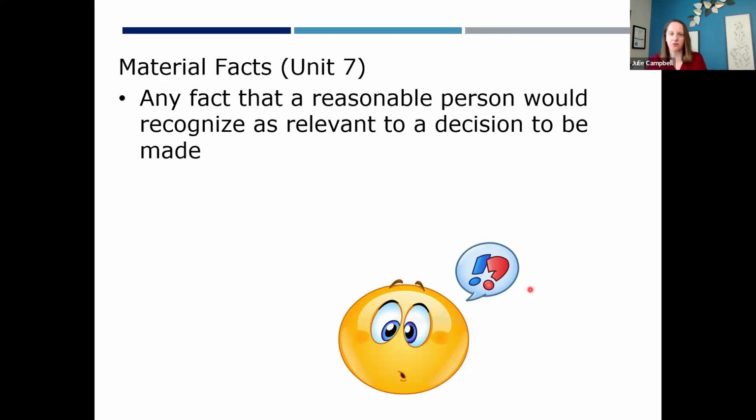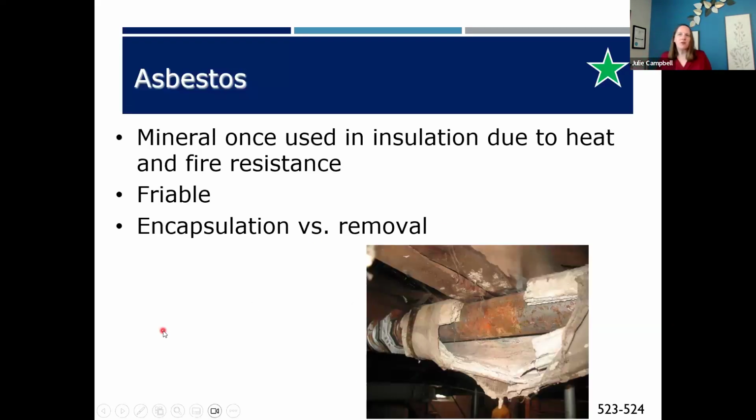So let's talk about some super scary things out there in the environment. Up first, we have asbestos. We used to build with asbestos. It's been banned, and we don't build with it anymore. About the mid-70s, it was banned. But you very well could come across it when you're dealing with a property that was built prior to the mid-70s.